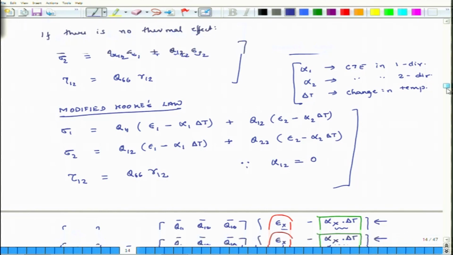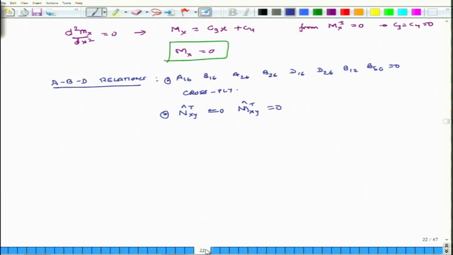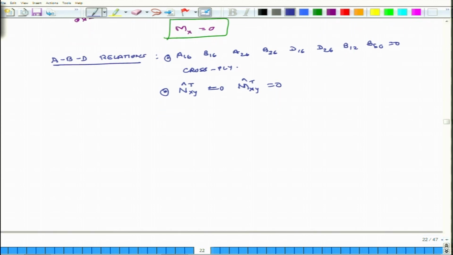If you remember, in the very beginning we said that if our material axis is aligned, alpha 12 for this material axis system is 0. So, because of these reasons, both nxy hat and mxy hat, the temperature components, are 0.